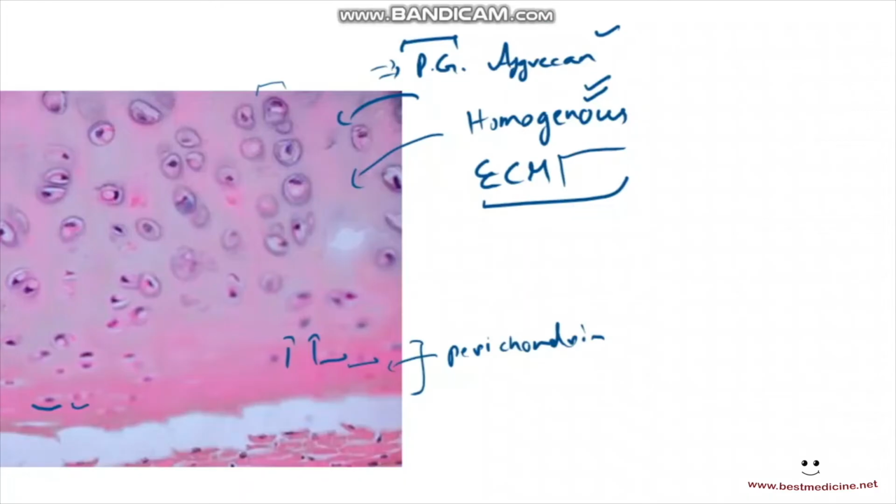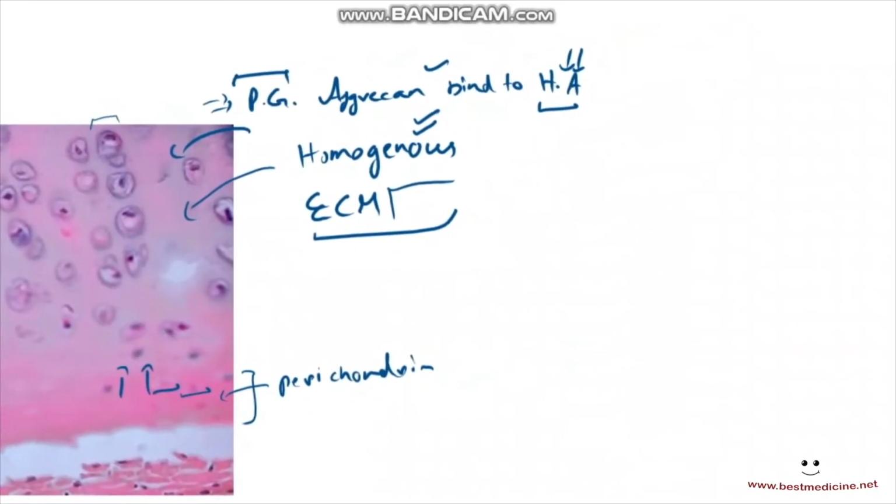And what this aggrecan is able to do is bind to hyaluronic acid. This is a very water pulling GAG. What it does is that it pulls in the water. It allows the water to come towards it. It's very water loving, and it basically pulls the water towards it. So because it's present inside the cartilage, bound to the aggrecan, it is present inside the ECM of the cartilage.